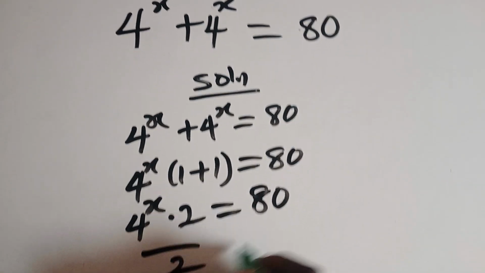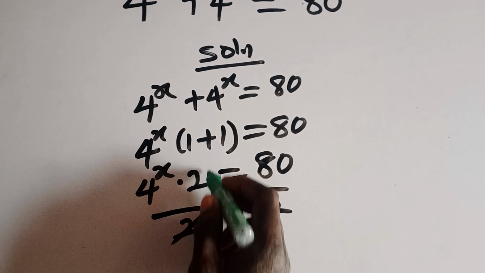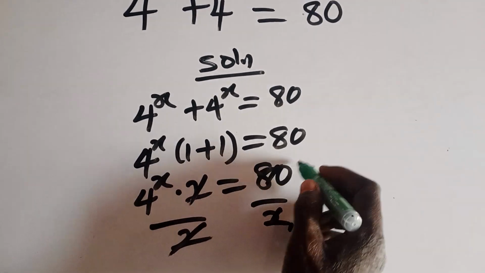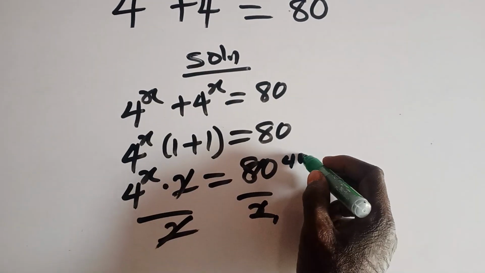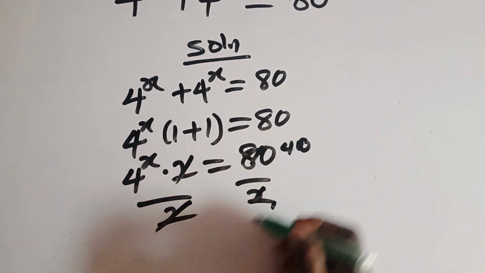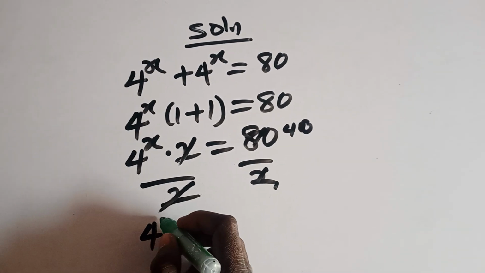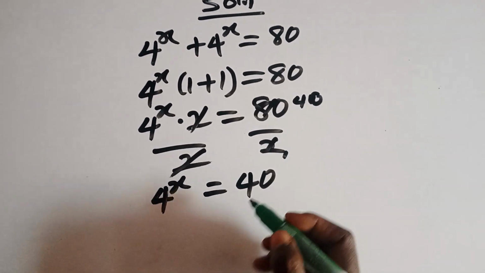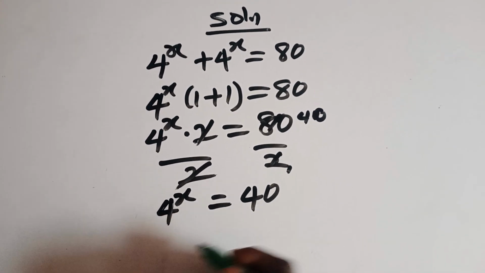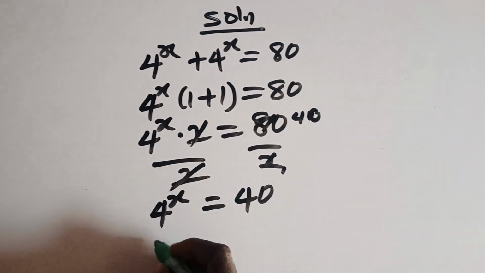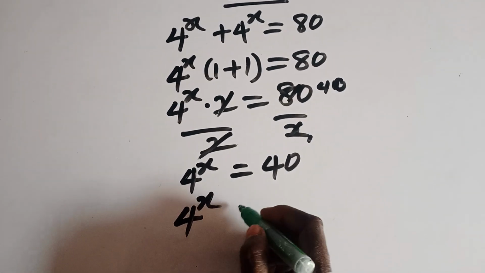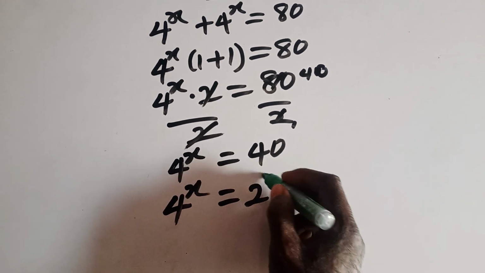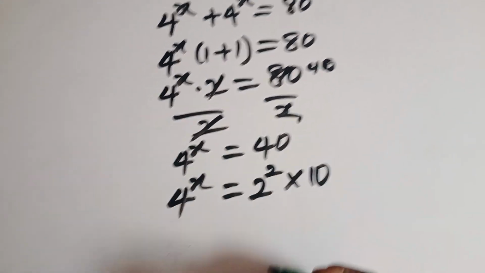So divide both sides by 2. These two cancel out, and 80 divided by 2 gives 40. So we are now left with 4^x = 40. We can rewrite this 40 as 2^2 times 10. This shows that we have 4^x = 2^2 times 10.